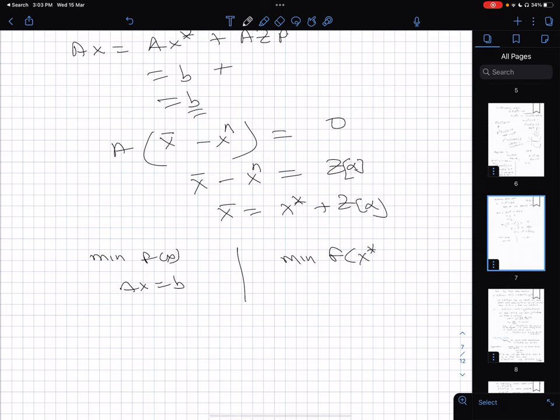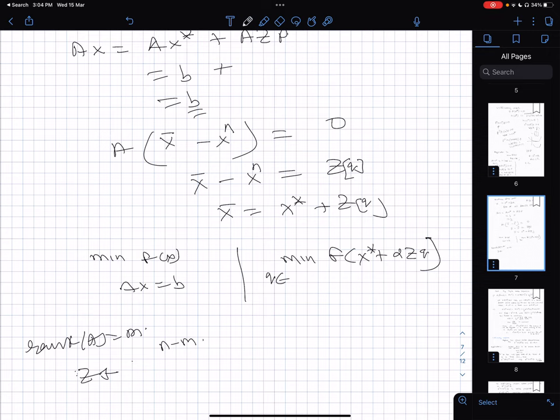Take any point, in our case x star plus Z times alpha. Alpha is actually used as a scalar, so I should not have used alpha here. Maybe I should have used something like q, for example. So x star plus Zq, where q is a vector of that dimension. Suppose the rank of A is m, then in that case the null space will have a dimensionality of n minus m.